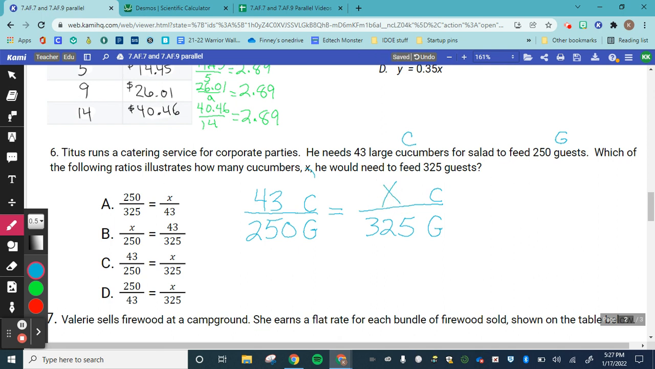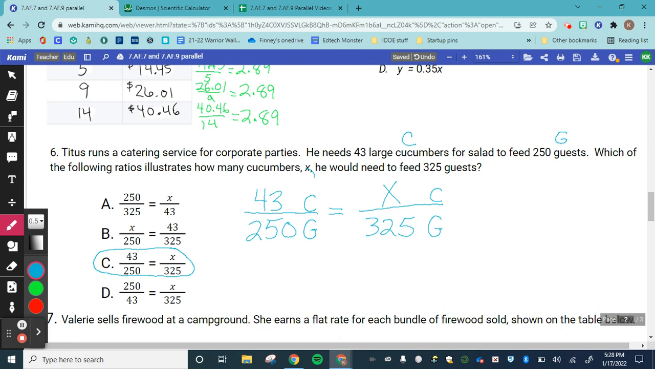I don't even have to solve it. I can just now check to see which equation matches, to see if we have one that matches. And I look and I can see that letter C, 43 over 25 equals X over 325. So I know letter C matches the proportion we set up.